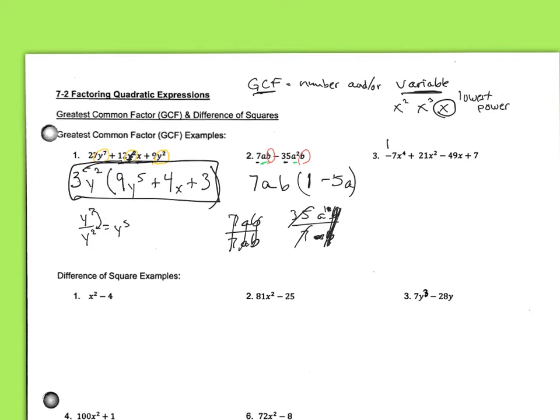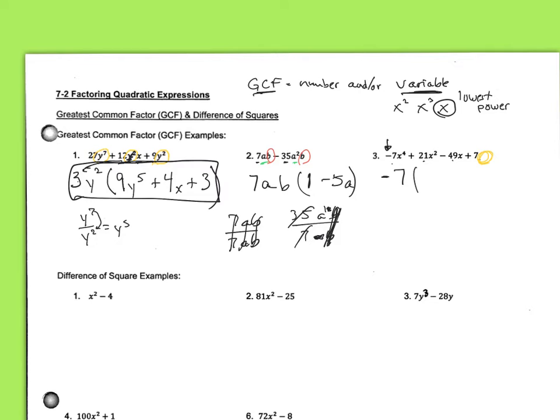If the first number is a negative, you have to factor out a negative sign. Always. Now let's take a look at these numbers. 7, 21, 49, and 7, so a 7 can come out. Letters, well, they don't all have an x. There's no x here, so we can't do anything with the letters. So it looks like we're just dividing by -7.